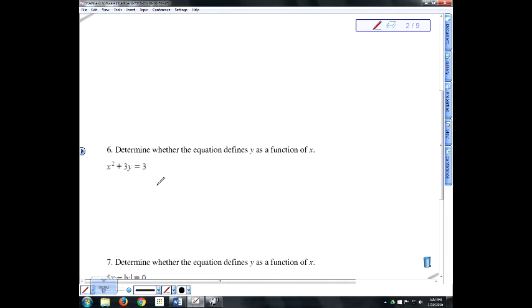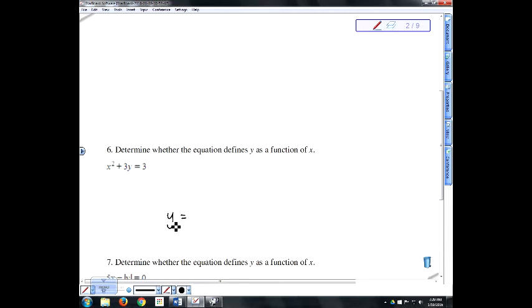Question 6. Determine whether this equation is a function of x. That means if you plug in one number for x, you should get one number out for y. One way to do that is to try to rearrange the equation into a y equals equation.